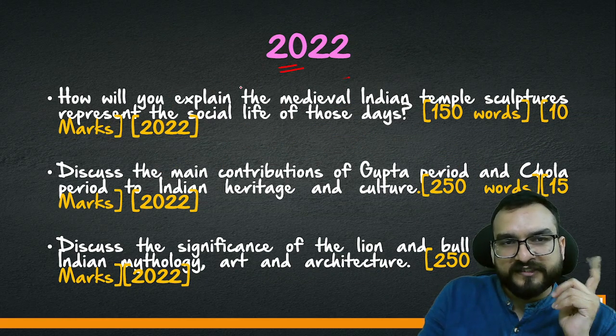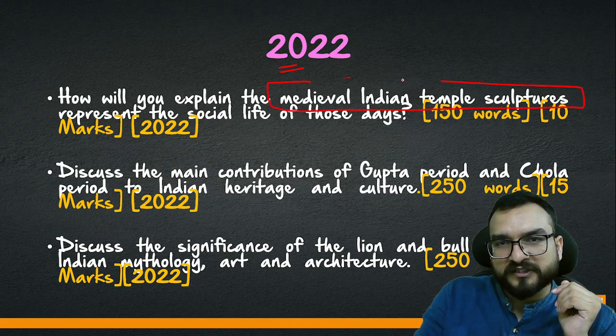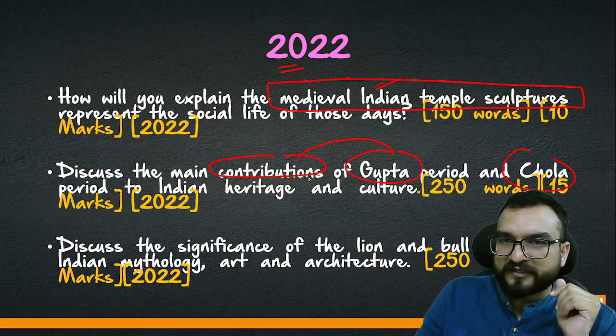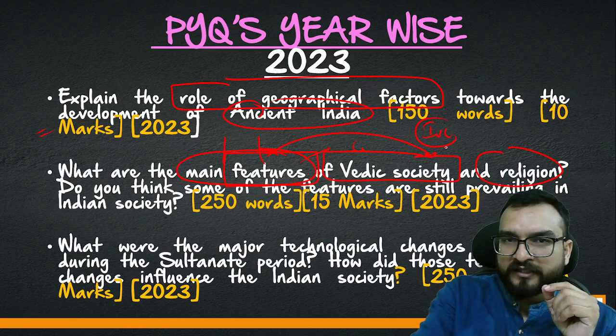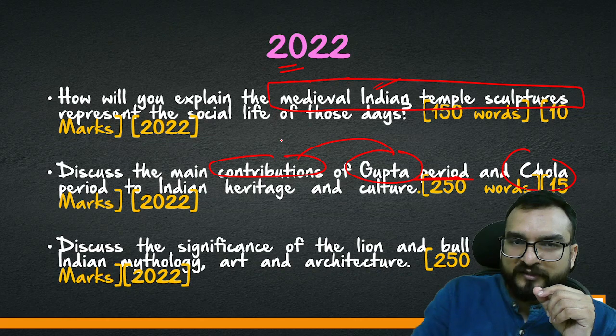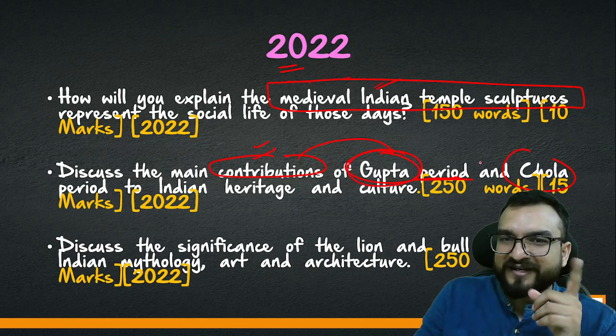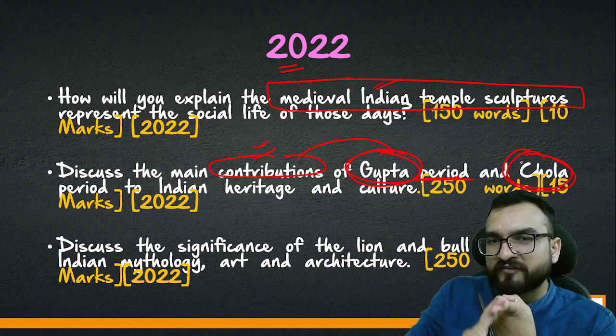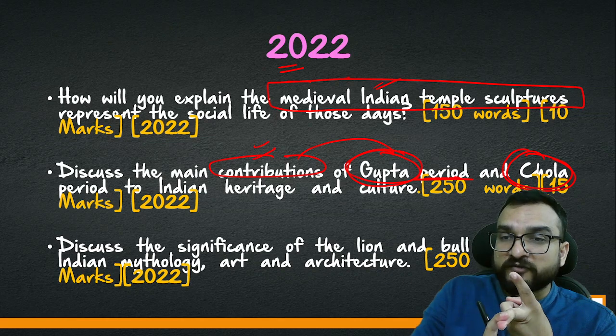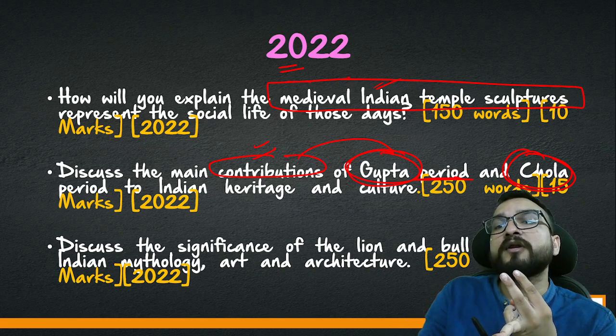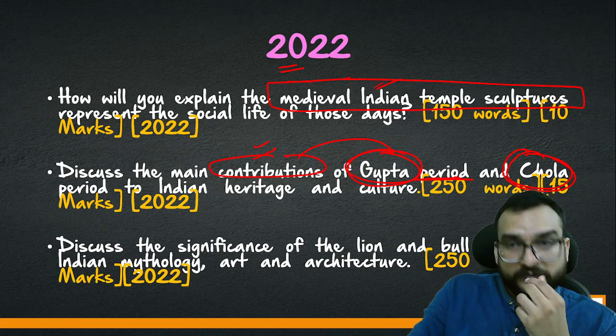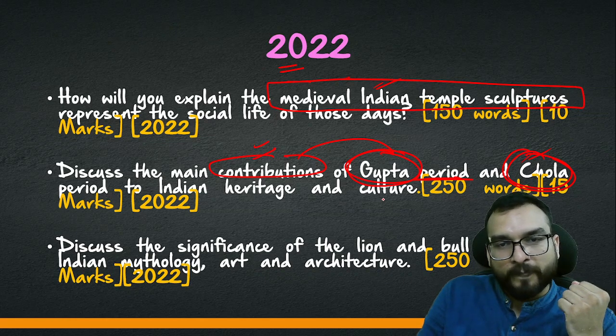See the 2022 questions that they have asked. See the first question, they are focusing upon temple sculptures, right? Can you see? Then again, main contributions of the Gupta period and Chola period. That means they are focusing on periods. In 2023 they asked features; over here, contribution doesn't matter. They are asking about Gupta or Chola. You should prepare for Vijayanagar also. You should prepare for the Delhi Sultanate also. You should prepare for the Cholas also. Like Chola, they have asked already.